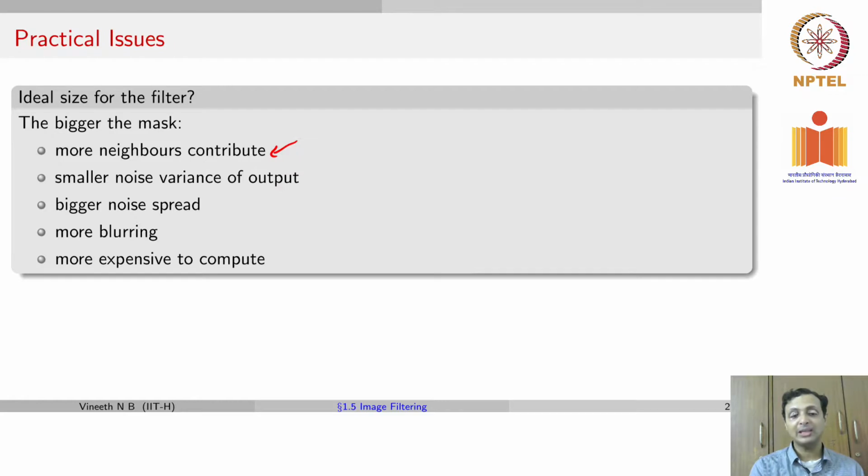There's going to be a smaller noise variance of the output. So for example, if some kind of noise got introduced in certain parts of your input image, and your convolution is with a very small local neighborhood, that noise will have an impact on the output. But if you took a larger mask, then that noise will get subdued among the other pixels that you consider for that linear filter or local operation. It can also result, on the other hand, in a bigger noise spread, because if you had noise in your input and you took a bigger filter, the impact of that noise is now going to be on a larger region.